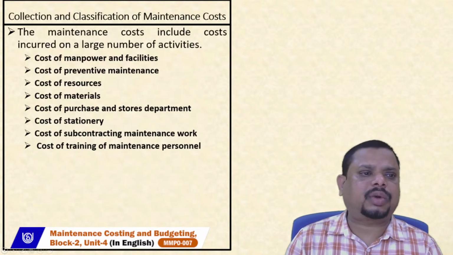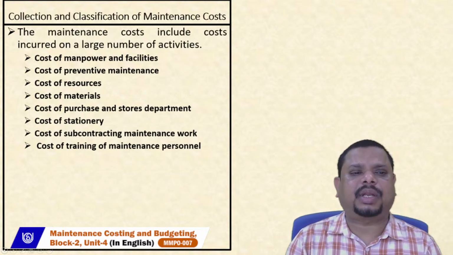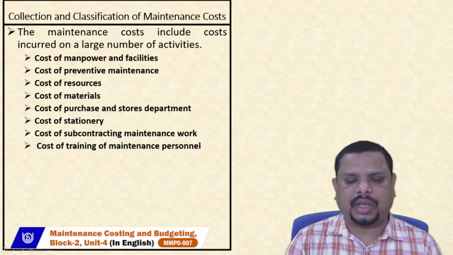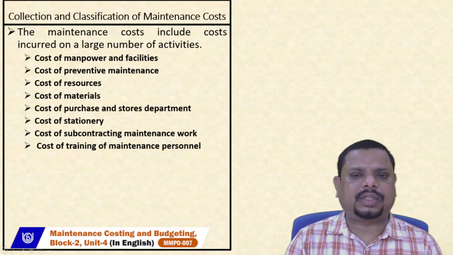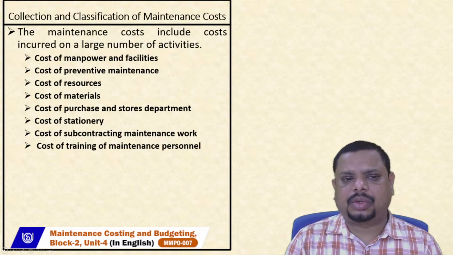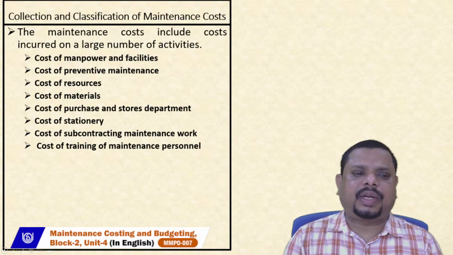Moving to the next one, collection and classification of maintenance cost. It includes the costs incurred in a large number of activities. So let's know what the different activities involved in collection and classification of maintenance costs are. The first one is cost of manpower and facilities. As you know, India is basically struggling to get highly skilled workers. That is why, to train semi-skilled and unskilled workers to convert them into skilled workers, lots of costs are involved. The next one is cost of preventive maintenance.